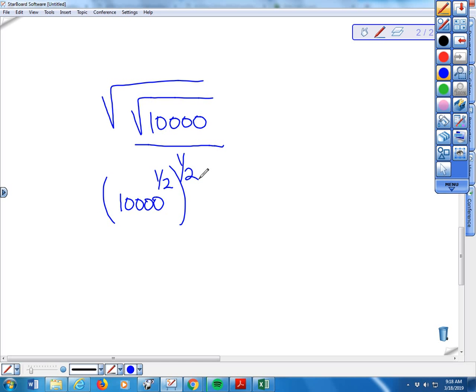And then take 10,000, put it in your calculator if you need to, raise it to the 1/4 power. Or just know your fourths. 10 times 10 times 10 times 10 is 10,000. If you do square root twice, it works. But I want you to be able to recognize that this is 10 to the 1/4, or that 10,000 to the 1/4. Okay, let's try another one.